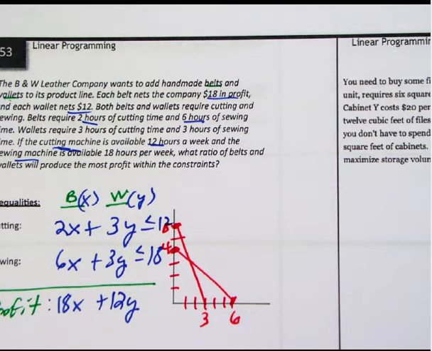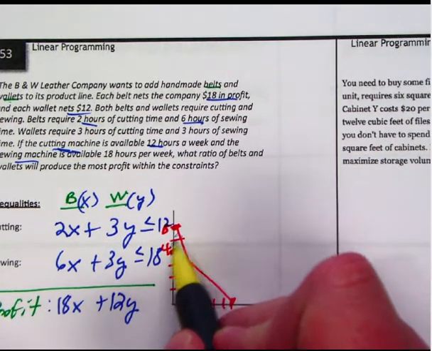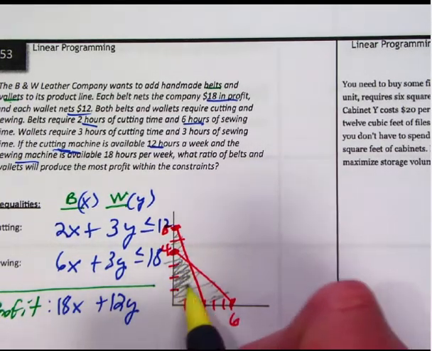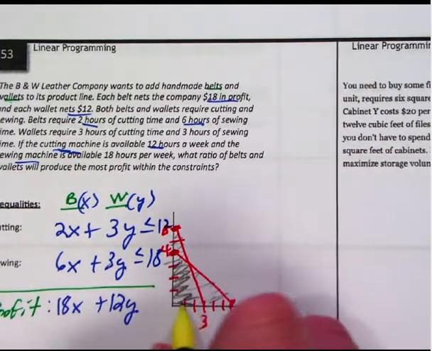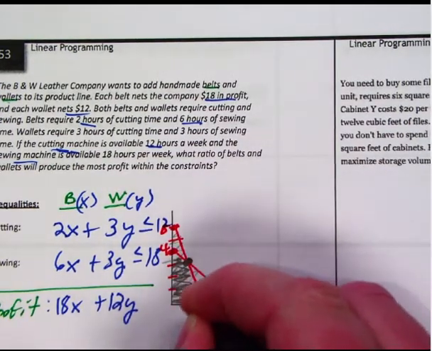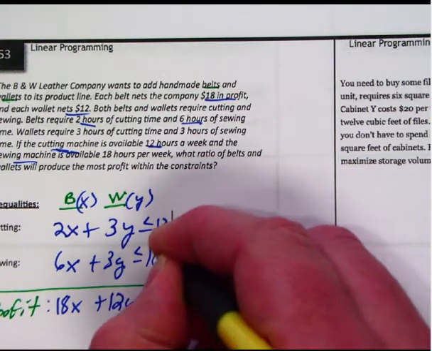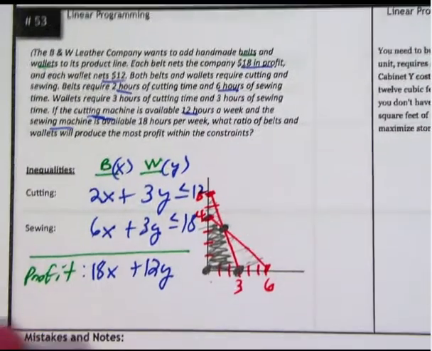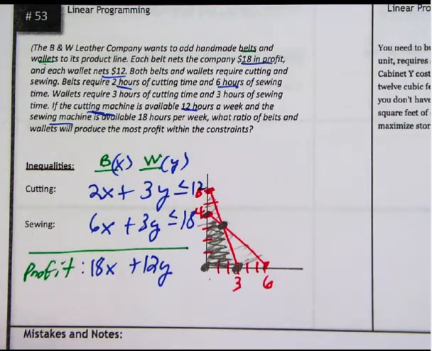Now these are both less than or equal to, so I would have shaded under both of them. The double shading is in this area right here. So then that gets me my feasibility region, as it's called. This is the point of intersection, this is this corner, and this one up here. So those 4 corners are the vertices of the feasibility region that I would have to test in my profit equation to see which one maximizes.